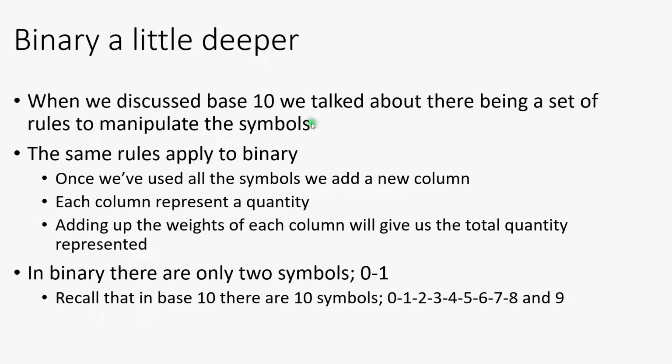So again, I'm going to repeat what I've said several times, because these are important things to get into your mind, think about, internalize and understand. When we discussed base 10, we talked about there being a set of rules to manipulate the symbols. These same rules apply in binary. Once we've used all the symbols, we add a new column. Each column represents a quantity. Adding up the weights of each column gives us the total quantity represented. Again, in binary, there's only two symbols. In base 10, there's 10 symbols. In binary, there's 2.